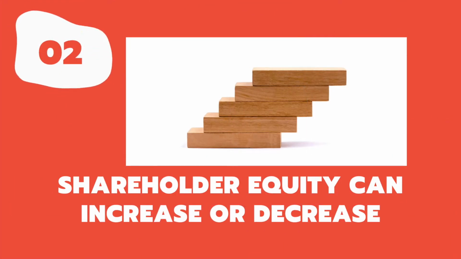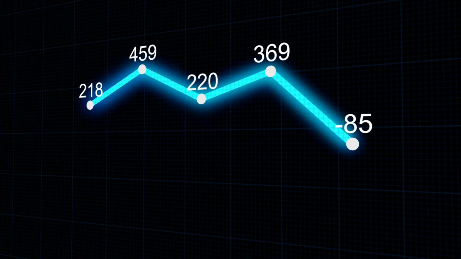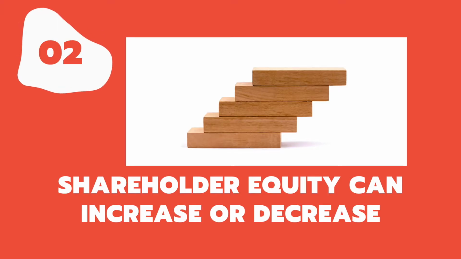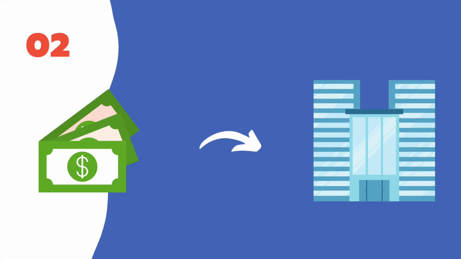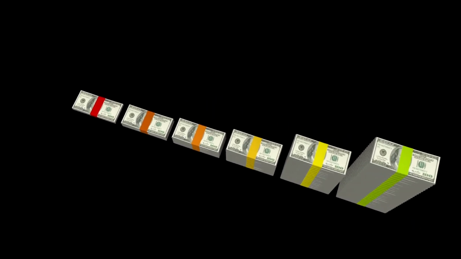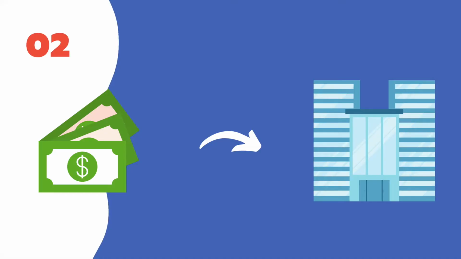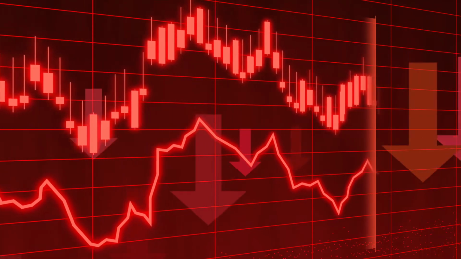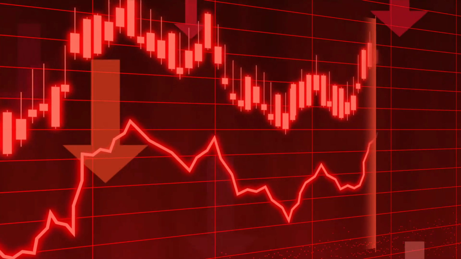Your equity can increase and decrease based on the inflow and outflow of money. How that happens is, let's say you invest some money into the company today. That means that your shareholder equity has just increased. Let's say you pull some money out of the company today. That means there is a decrease in your owner's equity.